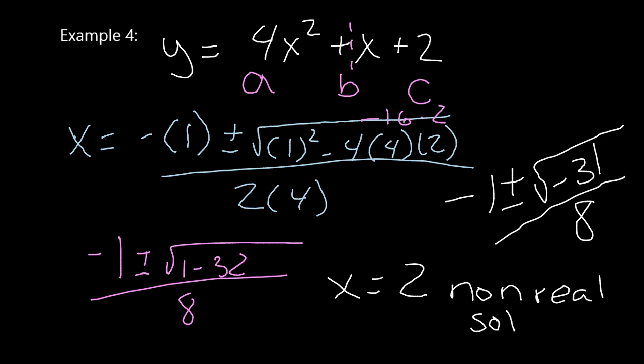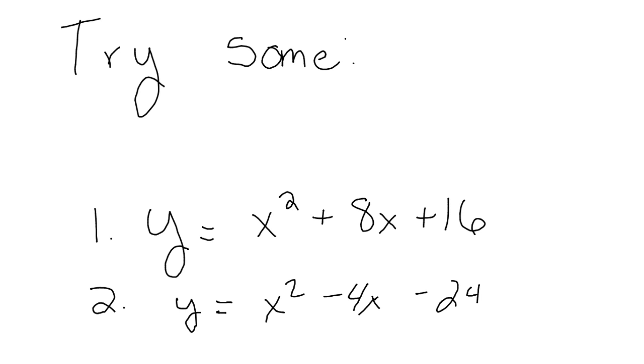This concludes all of our examples. Now it's your turn to try some. Number 1 is y equals x squared plus 8x plus 16. And number 2 is y equals x squared minus 4x minus 24.